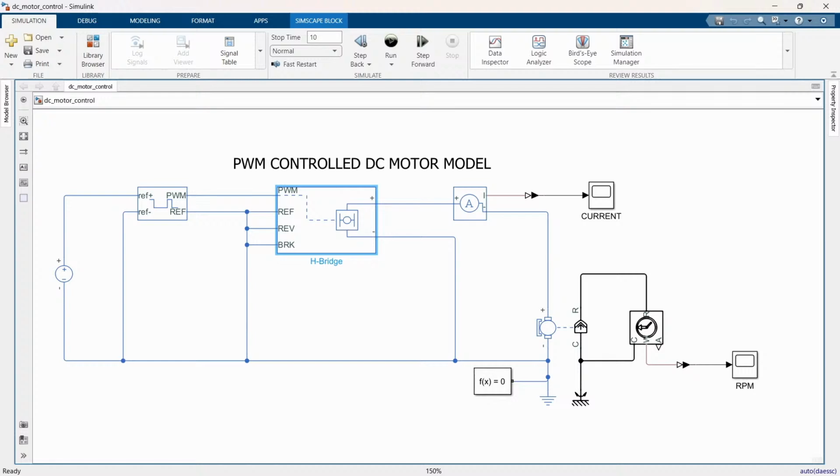The REV port is nothing but a reverse port, so it determines the motor's direction. When the voltage exceeds a certain threshold value, the motor spins in reverse mode. Next, the braking port activates the braking mechanism. When the voltage here exceeds the threshold voltage, it initiates the braking action to stop or slow down the motor.